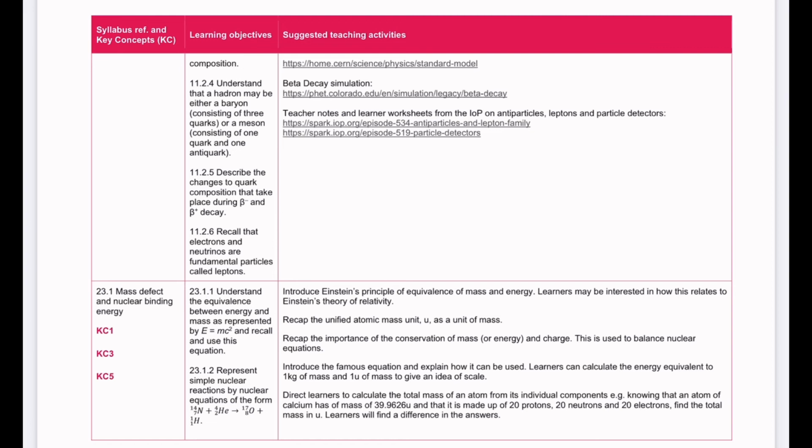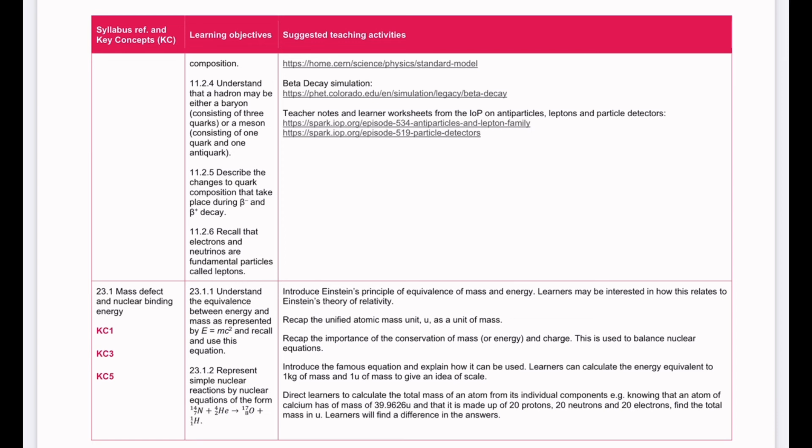11.2.5. Describe changes to a quark composition that take place during beta-negative and beta-positive decay. 11.2.6. Recall that electrons and neutrinos are fundamental particles called leptons. Key concept. 23.1. Mass defect and nuclear binding energy.